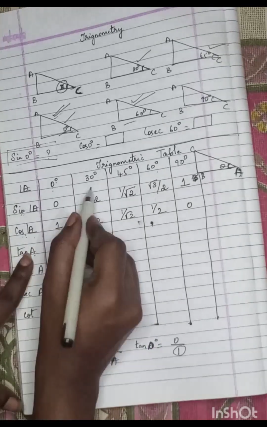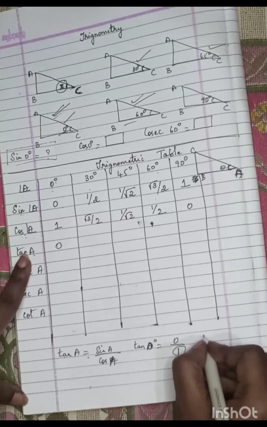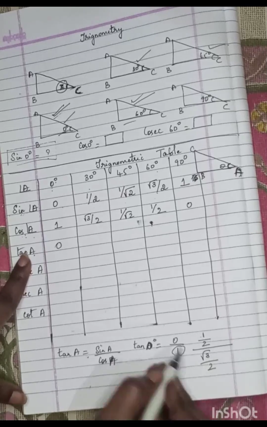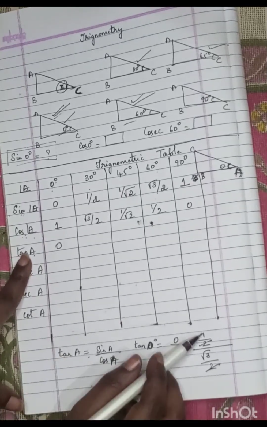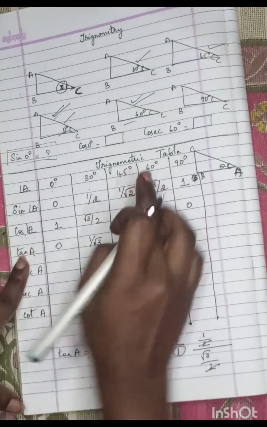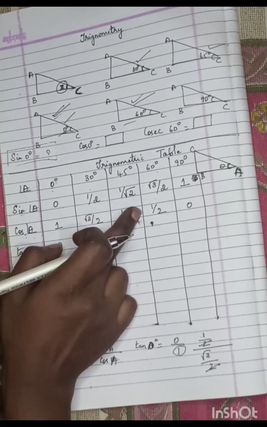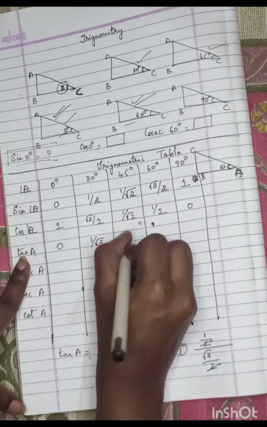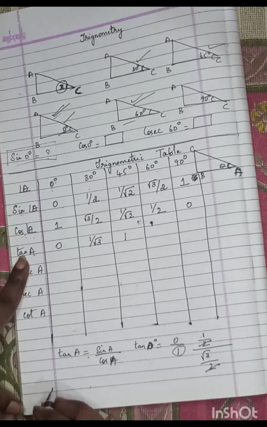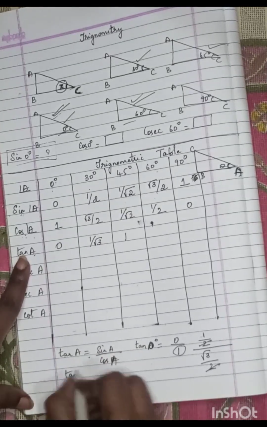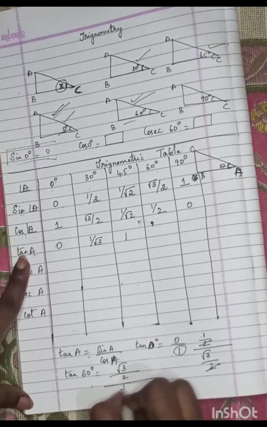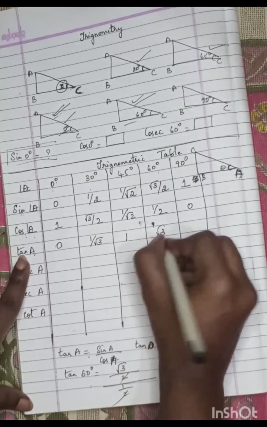Now, next tan 30. So, again sin by cos. Tan 30 will be 1 by 2 whole divided by root 3 by 2. Denominators will cancel. We will be getting 1 by root 3. Again tan 45: 1 by root 2 divided by 1 by root 2. Root 2 denominators will cancel, remaining 1. Then tan 60 degree: root 3 by 2 divided by 1 by 2. So, tan 60 degree will be equal to root 3 by 2 divided by 1 by 2. 2 cancel. Answer is root 3.